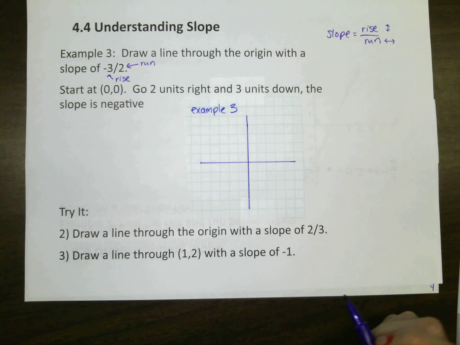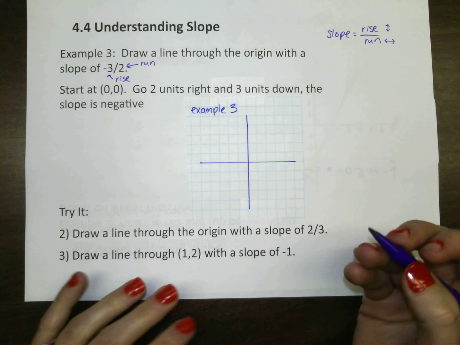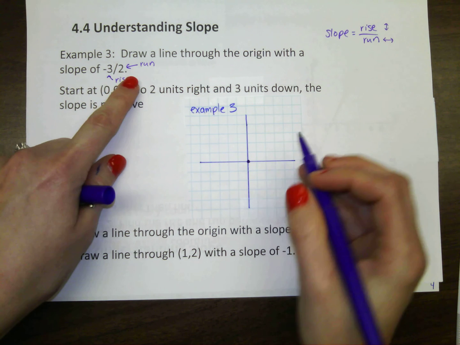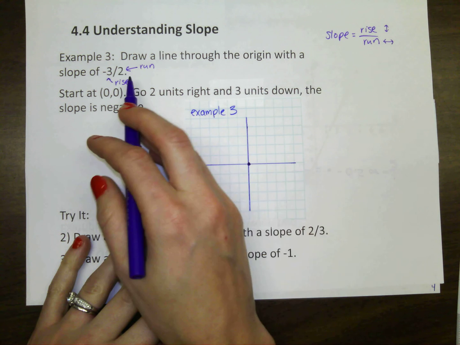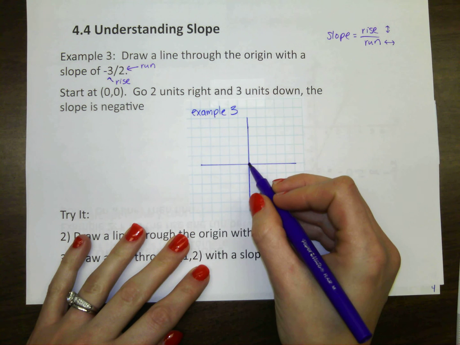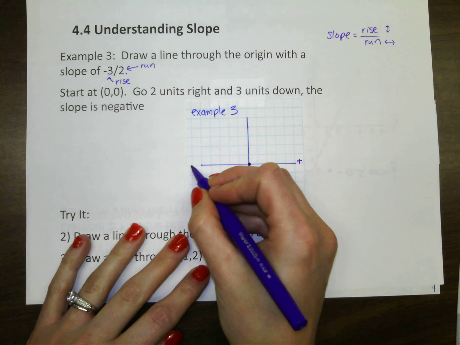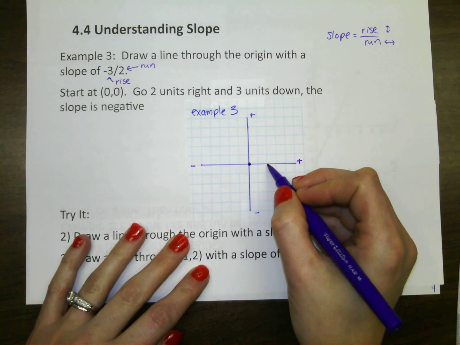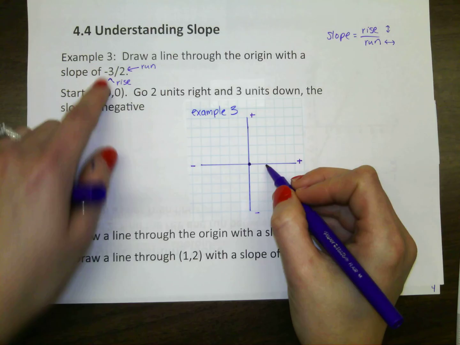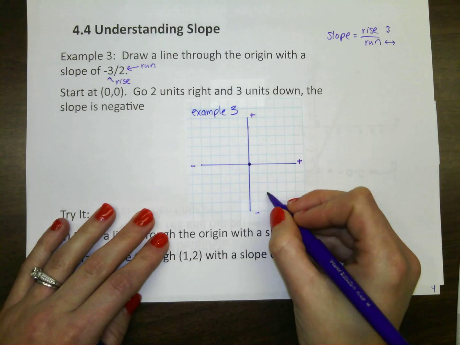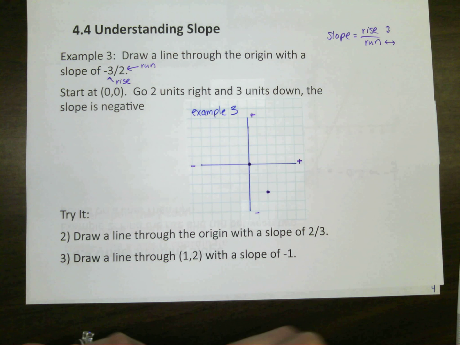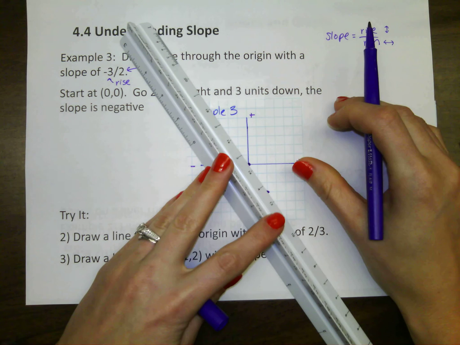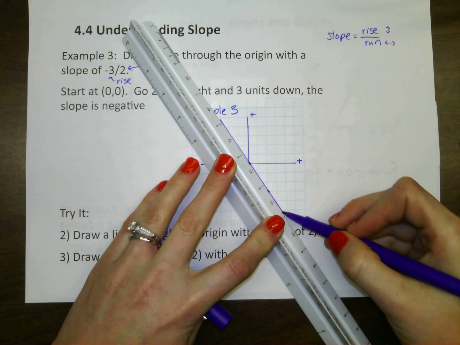In this case, they say start at 0, 0, our origin. I'm going to start with our run. We're going to go 2 units to the right, because remember, this is positive, negative, positive, negative. So 2 spots to the right. And then because it's a -3, I'm going to go down 3 spots, and that would be my next point. Now I can go back and draw a line through those 2 points, like that.